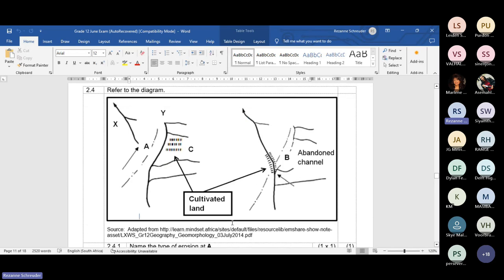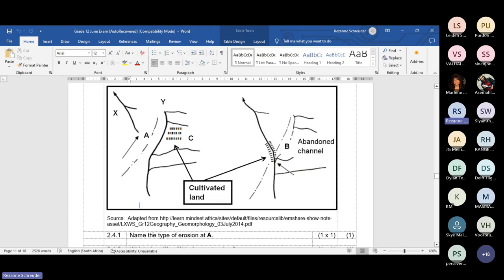But again, what are they asking us? So very important, the type of erosion. There you can see there's an abandoned channel and A. And I specifically chose this question because I wanted them to look at the cultivated land getting less.